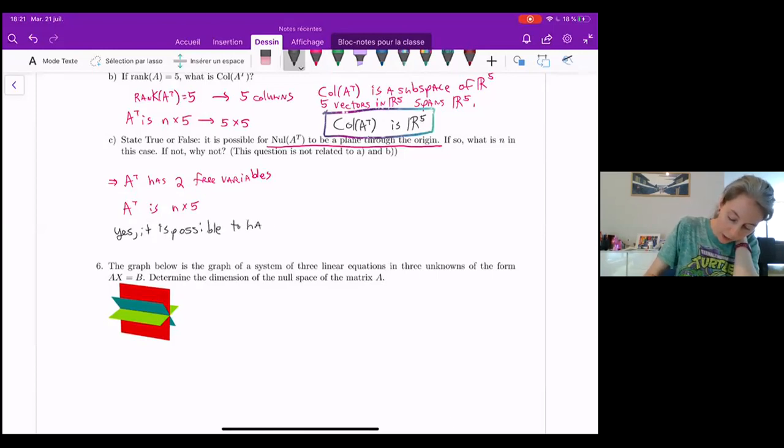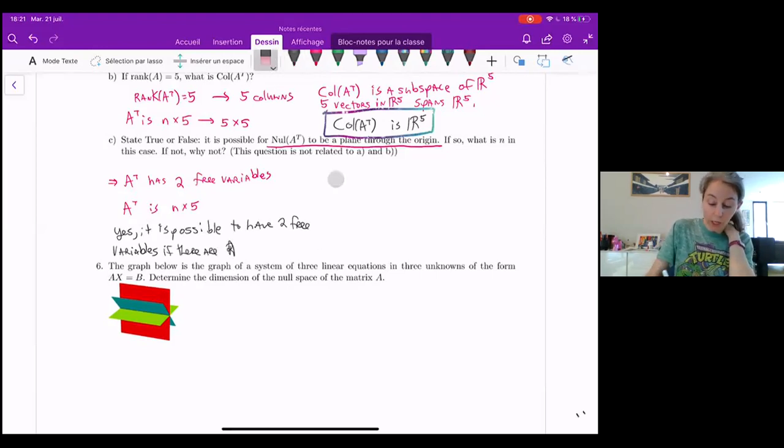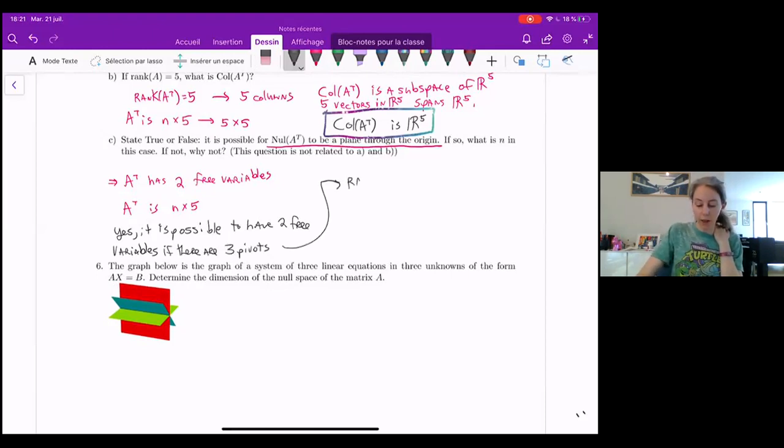To have two free variables, if there are three pivots, because that would be 3 columns left over after the two free variables. That would have to be pivots, 3 pivots. But if there are 3 pivots, then this means that the rank of A transpose is equal to 3, and that the rank of A is equal to 3. So the answer is yes if n equals 3.